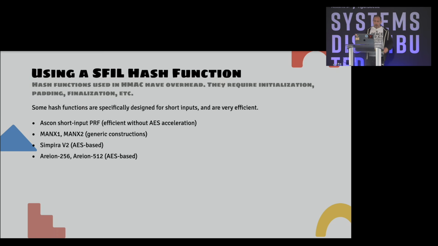It's cool. And hash functions can take arbitrarily large inputs in general. However, for authentication, it's very common to have very small payloads. So there are hash functions that are specifically designed for short inputs. So here are some of them. Simpira is a classic. Arion is pretty new, but it's rock solid. You can use it. It relies on AES. It's pretty safe. So why would you do that?